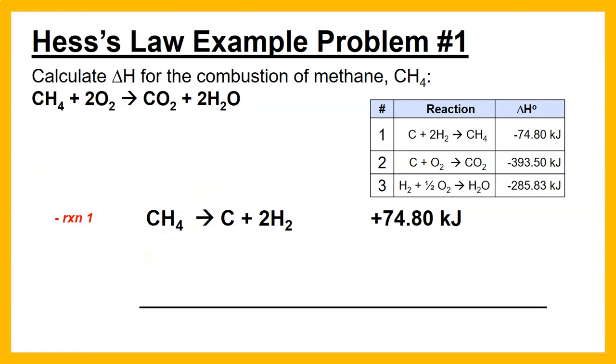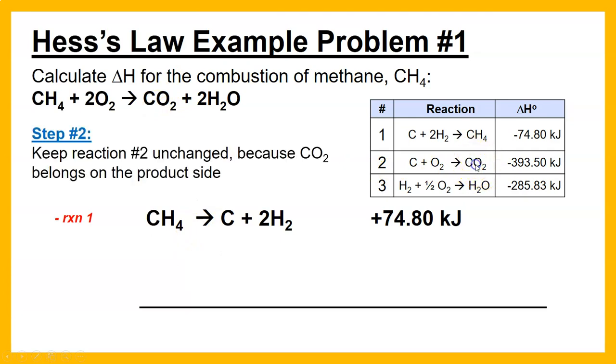Next, step 2. If I look at this, carbon dioxide needs to be a product. Well, look here. Reaction 2 has carbon dioxide as a product. I'm just going to put that equation in next. I don't have to flip it, I don't have to multiply it, I don't have to do anything because it's already set up with carbon dioxide as a product. That was just regular old reaction 2, there was no transformation.